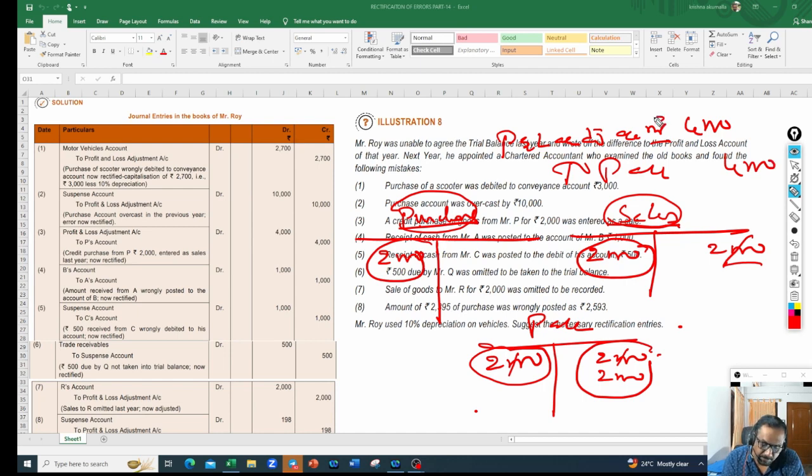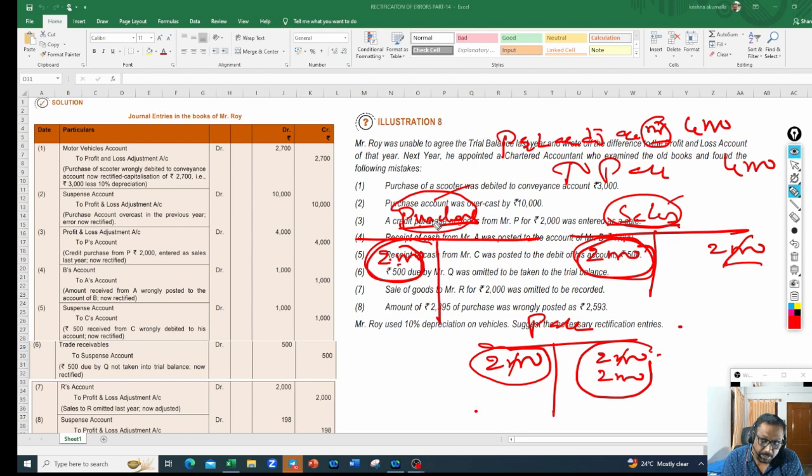Did you understand why P&L adjustment account is debited? P&L adjustment account is debited instead of debiting sales account, instead of debiting purchase account. These two have to be debited, but I cannot debit purchase. I cannot debit sales. Why? Because they have already been transferred to profit and loss account last year and got closed. If they are already transferred to profit and loss account and got closed, I should not debit purchase and sales.